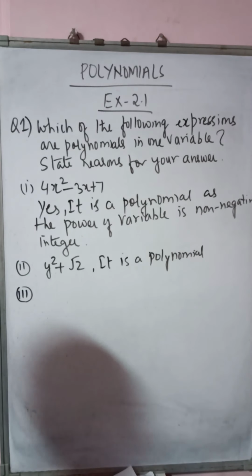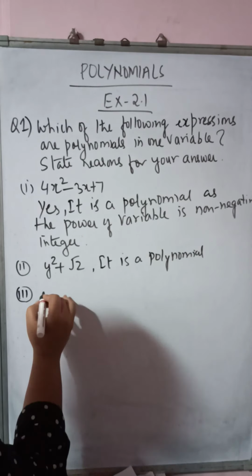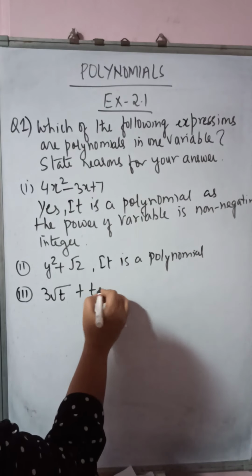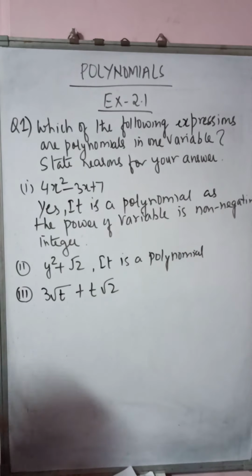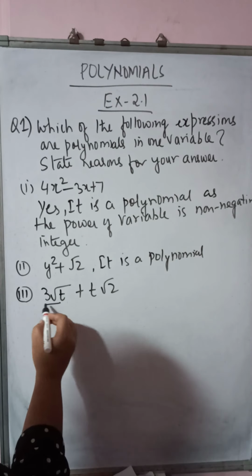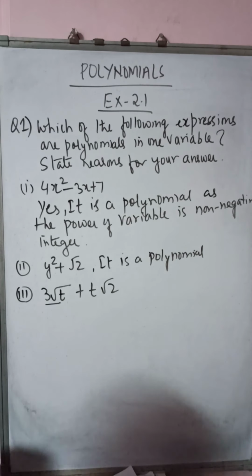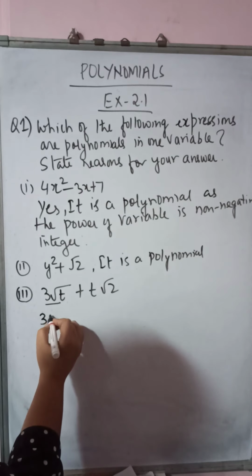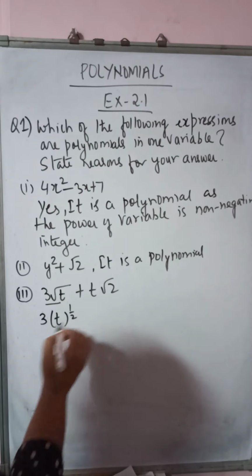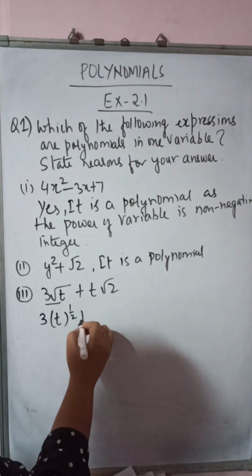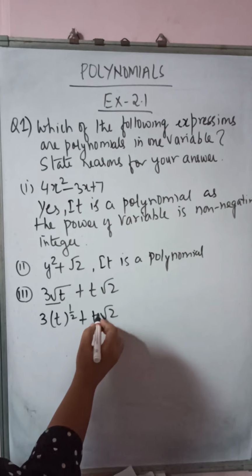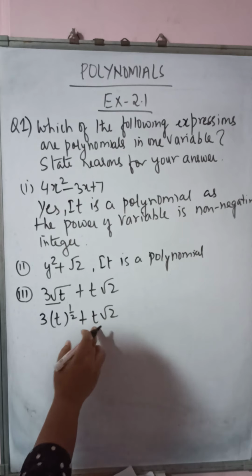Third one, 3 root t plus t root 2. Now we'll check this. First we will check this term, 3 root t. Root t means you have to remove the root. When you remove this root symbol, it can be written as t raised to power half, plus t root 2. I am not changing this root 2 because I am concerned only about the power of the variable.